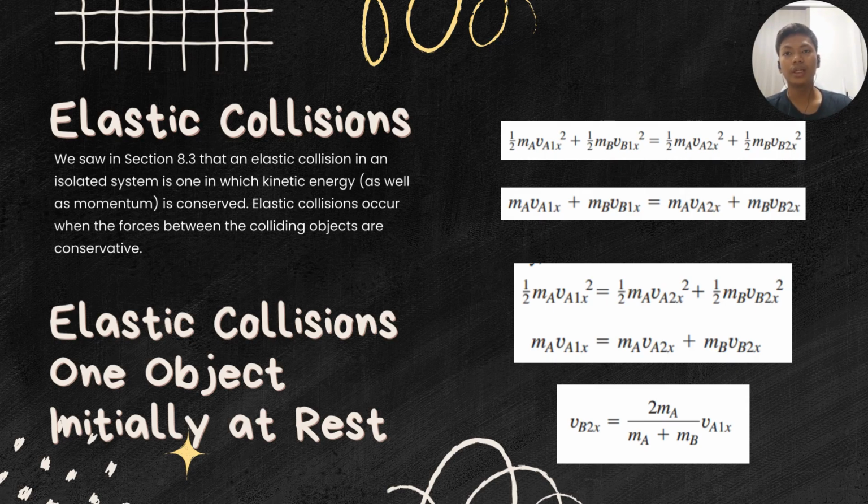So we can solve for V_A2x and V_B2x in terms of masses and the initial velocity V_A1x. This involves some fairly strenuous algebra, but in the end, after some solving, we get to this equation, which is the fourth equation. The velocity V_B2x is equal to 2 times the mass of A over the mass of A plus the mass of B, times the velocity of A.